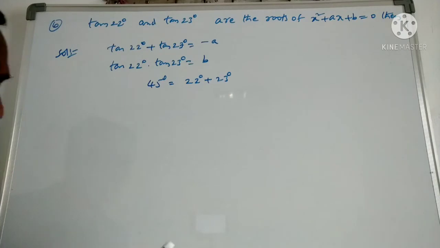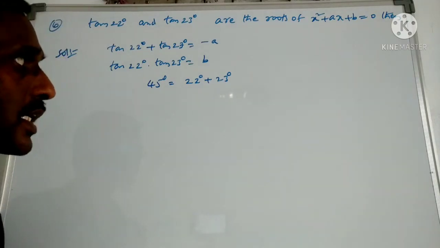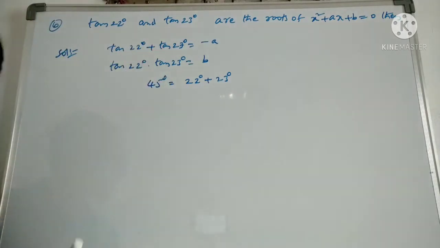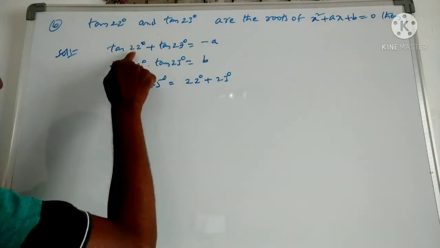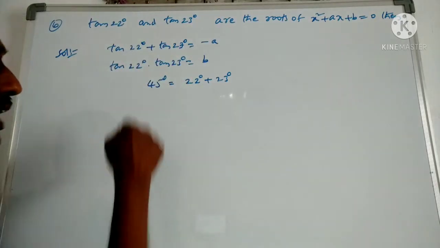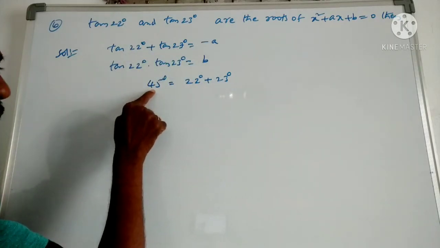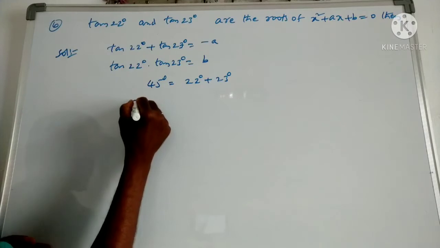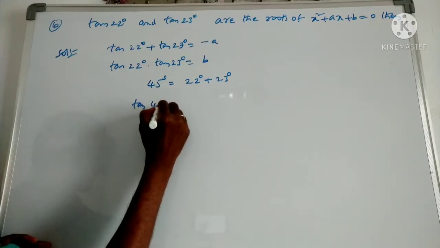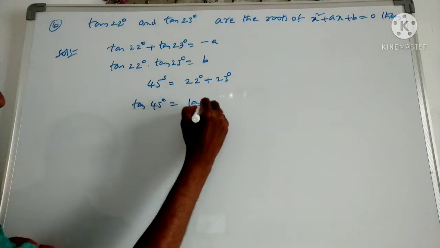Why are we writing this? Because we have to find the condition. To get a condition, we have to use these sum and product results. Here, what are the roots we have? 22 and 23. If I add these two angles, we get a 45 degree angle. Okay, now take the tan function on both sides.